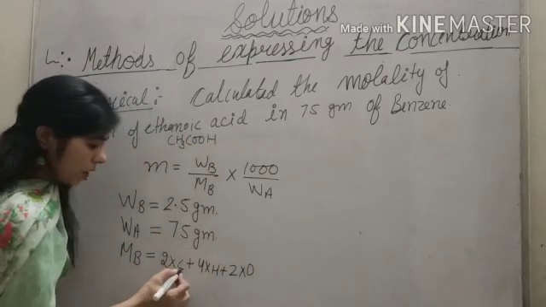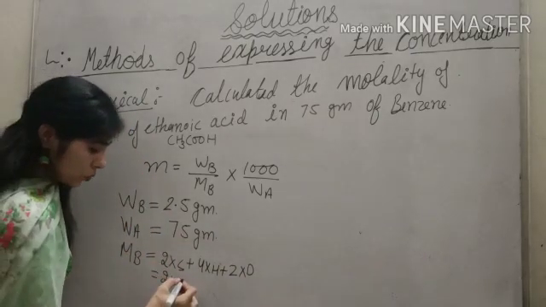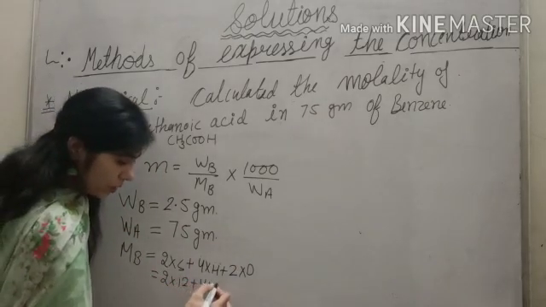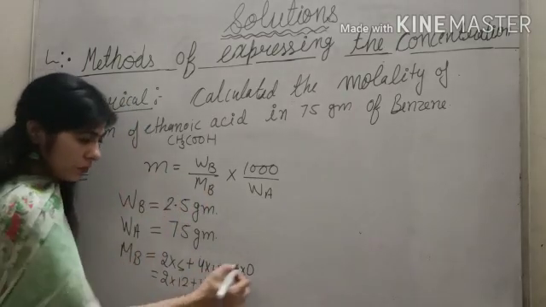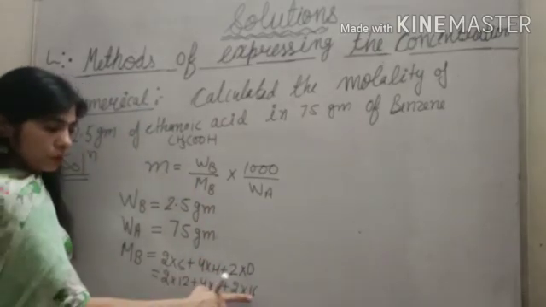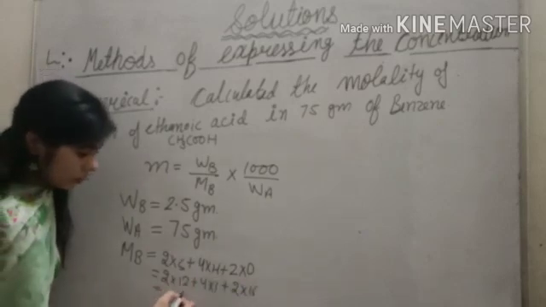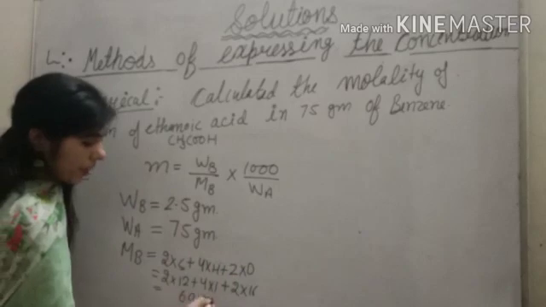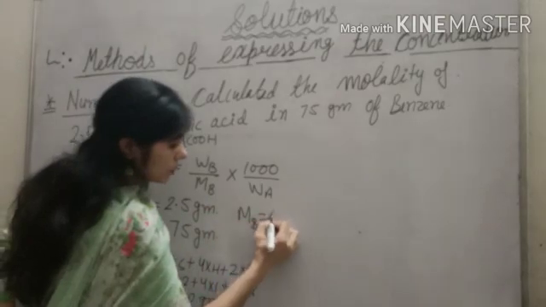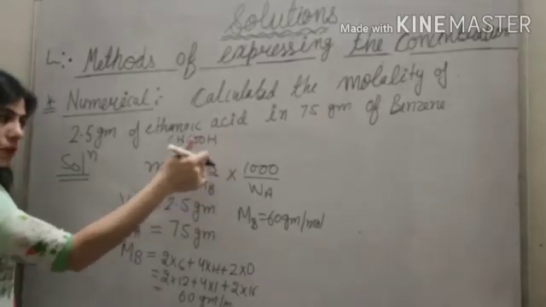And what is the mass of carbon? The mass of one atom of carbon is 12. And here 2 carbon atoms are there, so multiply by 2. Plus 4 into 1, as the atomic mass of hydrogen is 1. And what is the mass of oxygen? It is equal to 16. So I have written here 16. Now what is its molecular mass? 60 gram per mole. So MB is equal to 60 gram per mole.